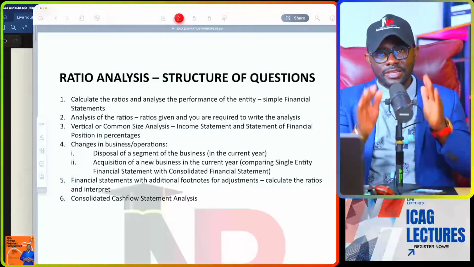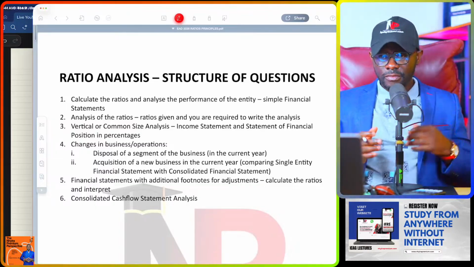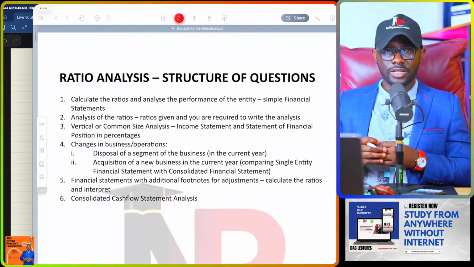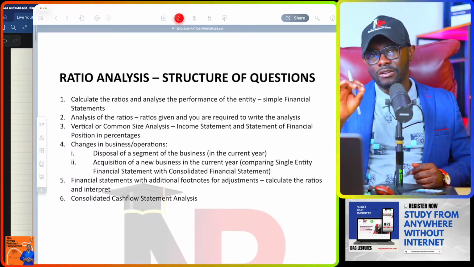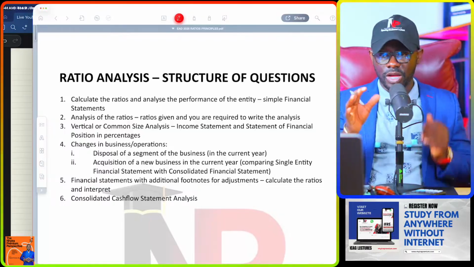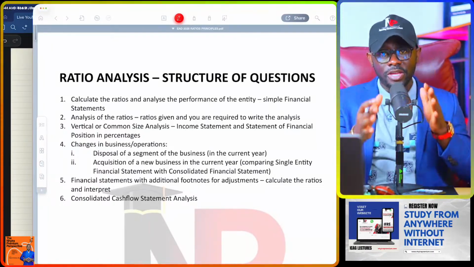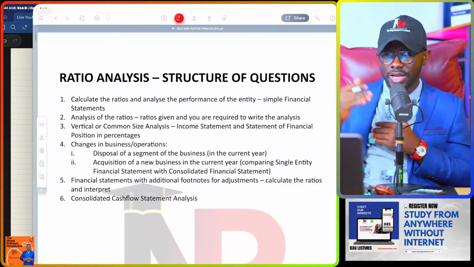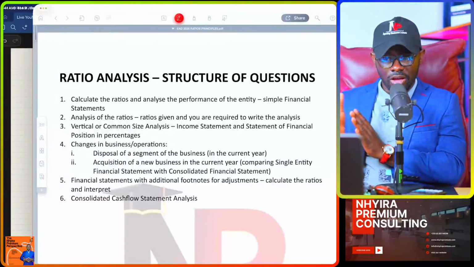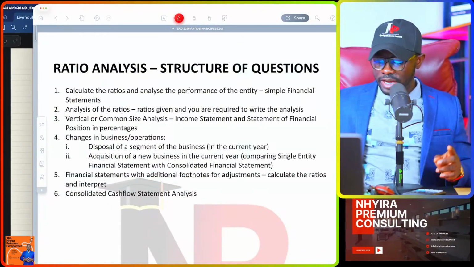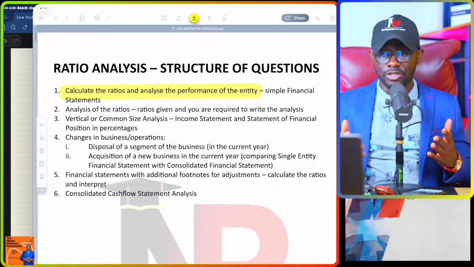So, in this area that we're going to be seeing in the exam, or question 5 for corporate reporting students, question 4 for financial reporting students, there are 6 styling of questions that the examiner can bring to us. And knowing the style of question and how to approach it is going to play a key role in our ability to excel in the exam, especially when it comes to dealing with this area of the examination. The first one is simply to calculate the ratios and analyze the performance of the entity.